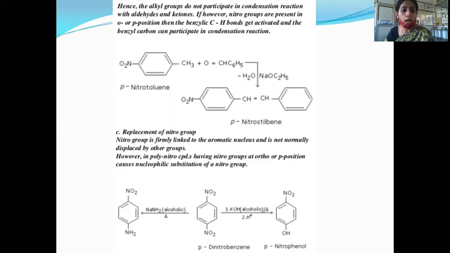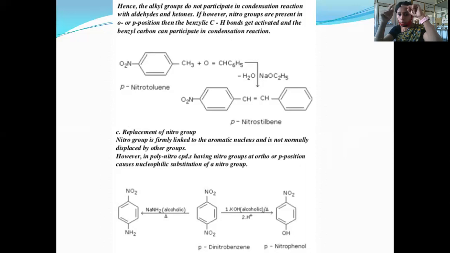Now we see how the nitro group gets replaced by some other group. Since the nitro group is firmly attached to the aromatic ring, it is very difficult to displace it by other groups. But in polynitro compounds, that means when more than one nitro group is present at the ortho and para positions, then nucleophilic substitution of the nitro group does happen.